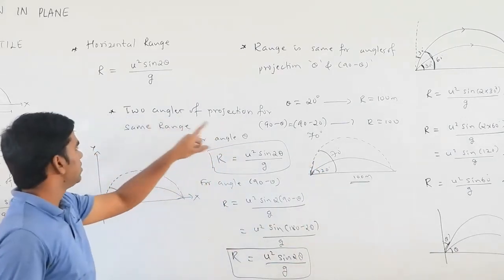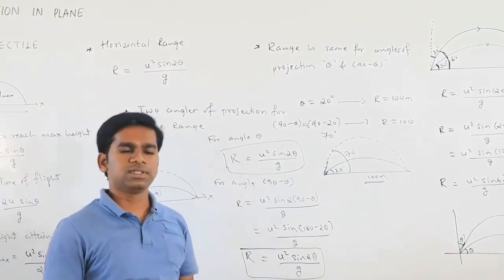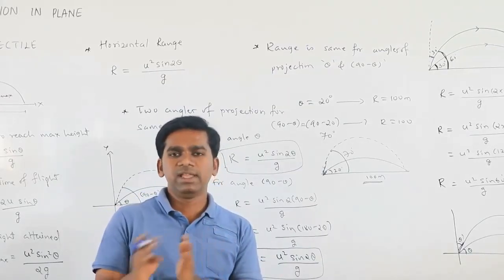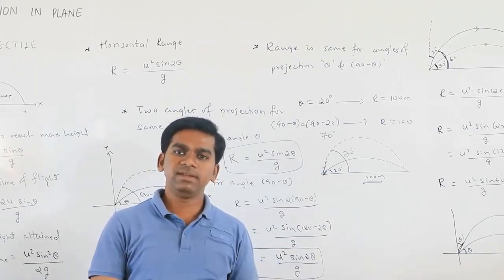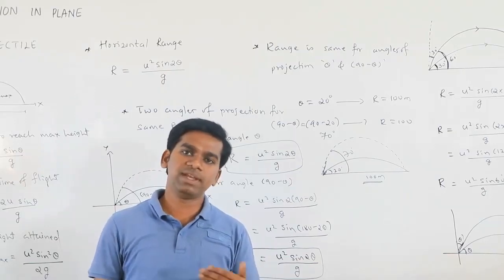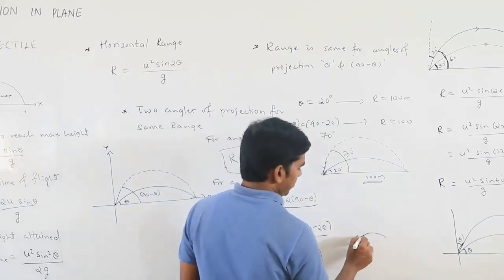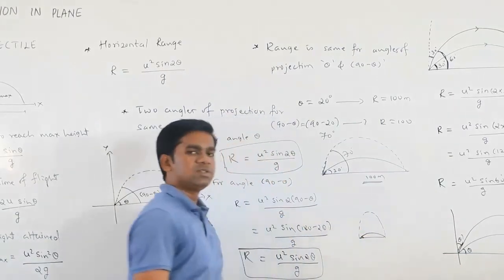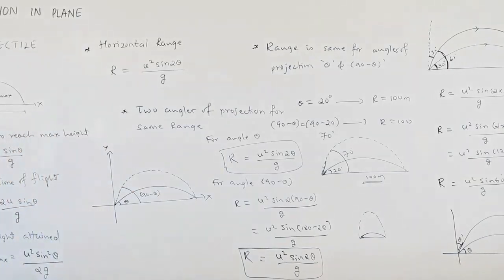For two angles of projection, the range is the same. If they ask, say, for 10 degrees the range is 100 meters, then when will we get 100 meters again? That will be 90 minus 10, that is for 80 degrees also we will get 100 meters only. If it is 10 degrees and it comes over here, for 80 also it will come here only. So that is the meaning: the value of range is the same for two different angles.